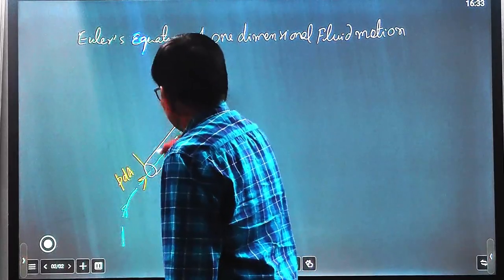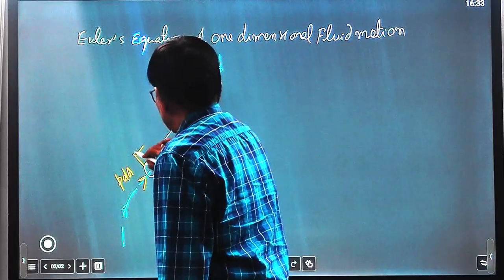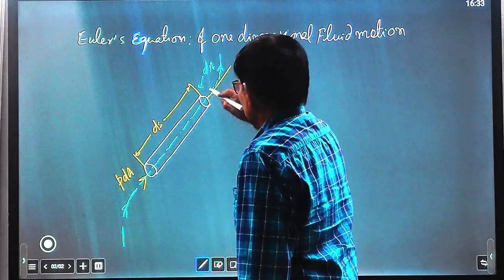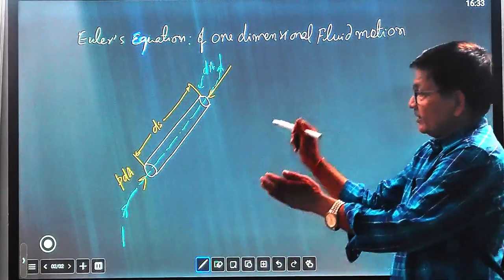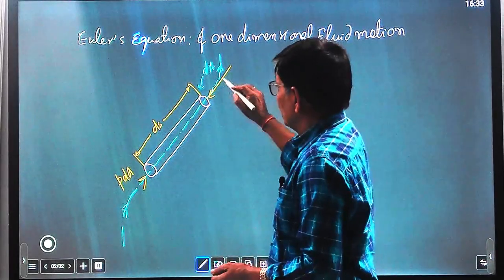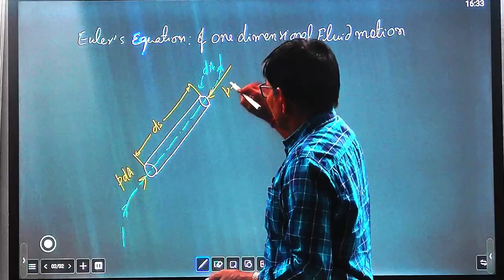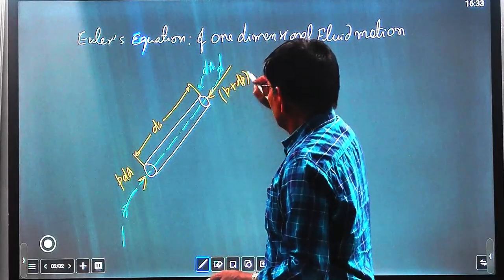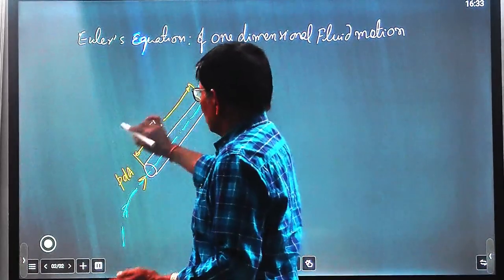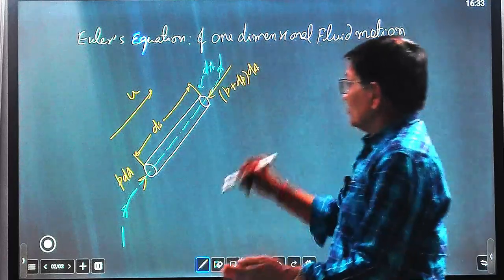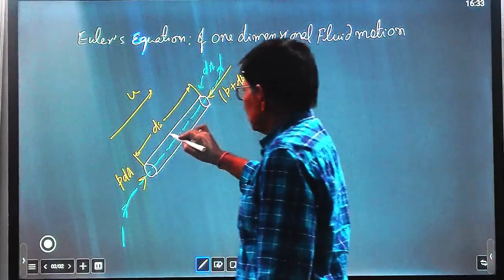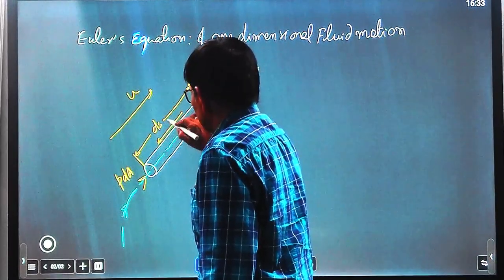We are taking ds as the length of the fluid element. So the pressure at this point from the surrounding fluid is acting on this element, P into dA, and at a distance ds this pressure becomes P plus dP into dA. Because this fluid element is moving along this direction with velocity u, the surrounding fluid is exerting frictional resistance. So the frictional resistance will be Fs.